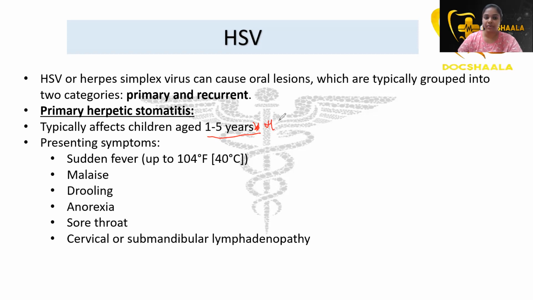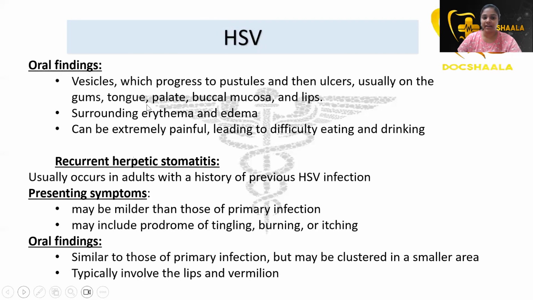The presenting symptoms will be sudden high fever and malaise, drooling, anorexia, sore throat, and cervical or submandibular lymphadenopathy. These are the presenting features, that is clinical features, which can be seen in primary herpetic stomatitis. Then coming to the oral findings, which we can see are the vesicles.